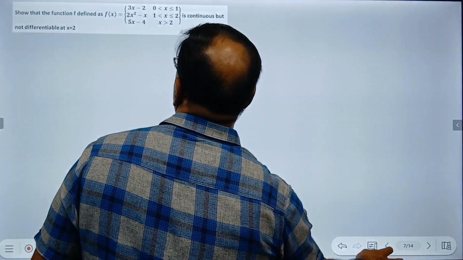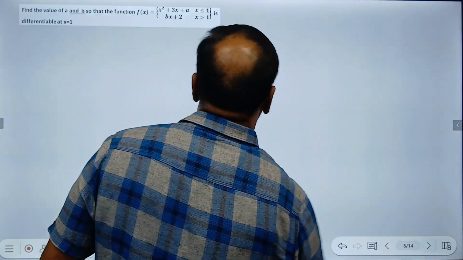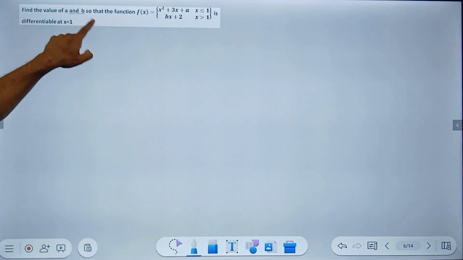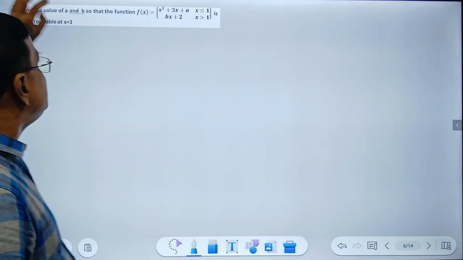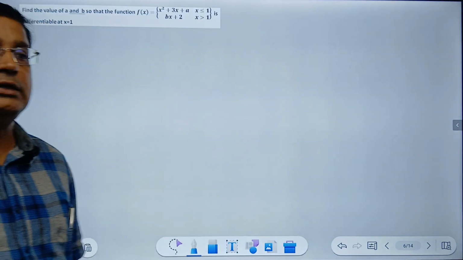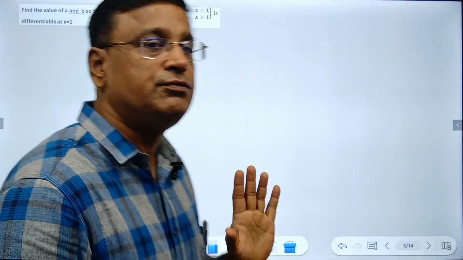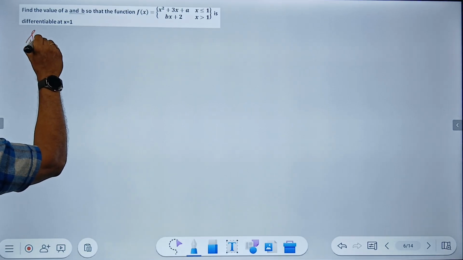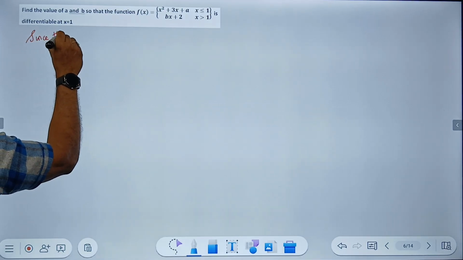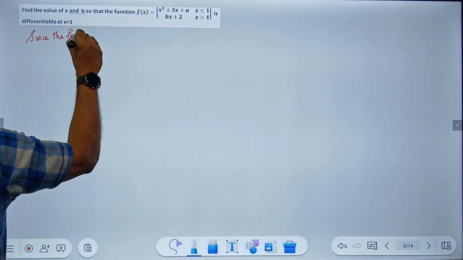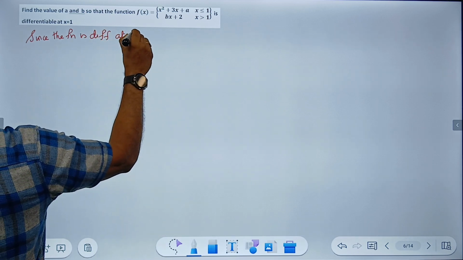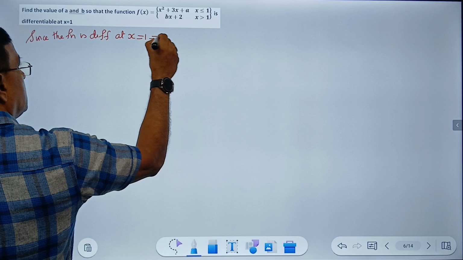Now, I have to come back because I used the page. Very important question. Find the values of a and b so that this function is differentiable. He has not said anything else, he has said the function is differentiable. So what is my statement? Since the function is differentiable at x is equal to 1, this implies what?